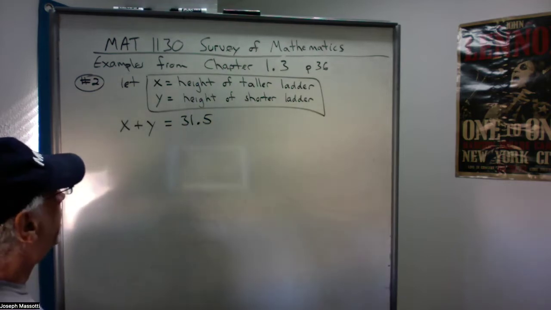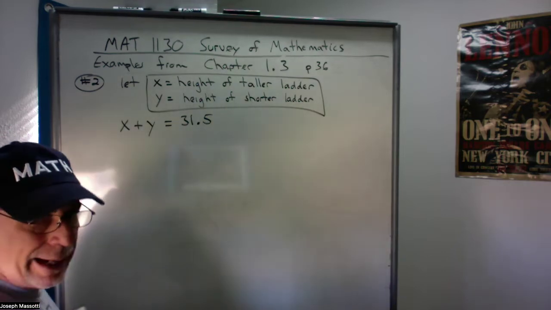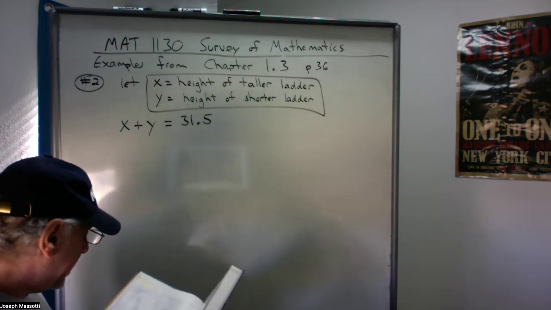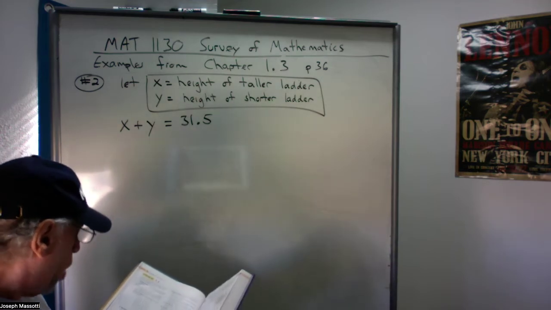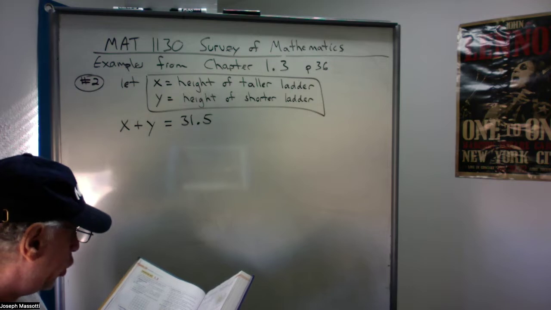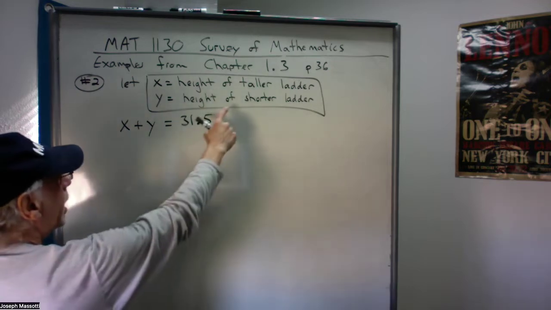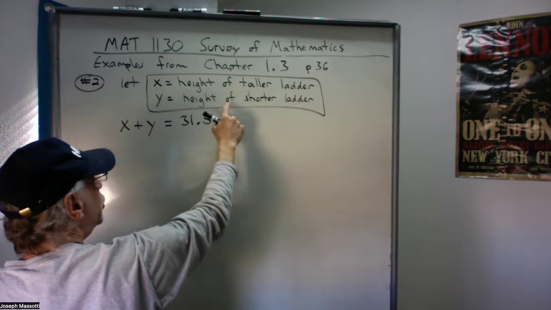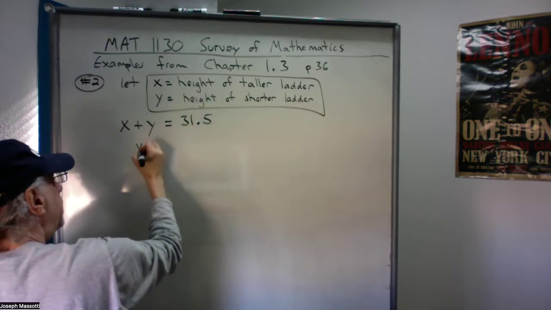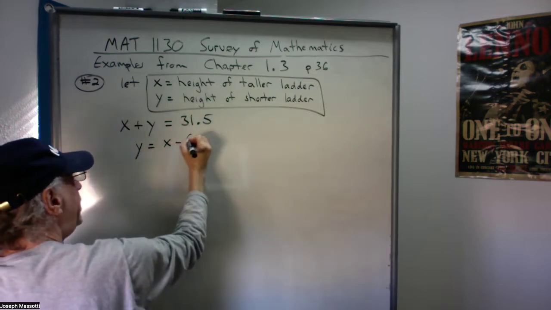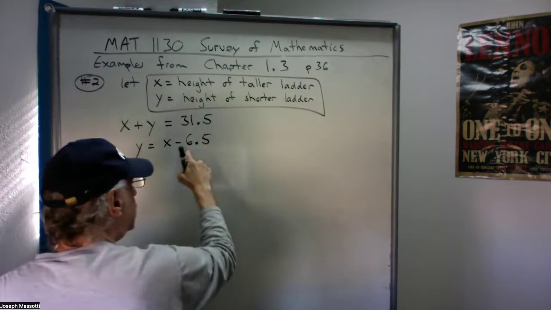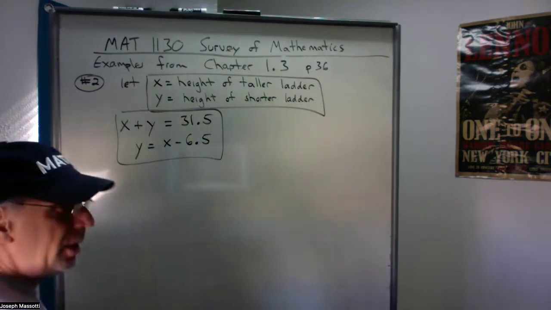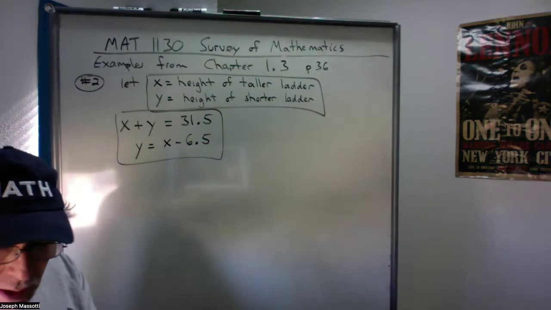There's one equation. Well, we have two unknowns, so we still can't come up with the answer, but the next sentence allows us to form a second equation. It says one ladder is 6.5 feet shorter than the other ladder. Okay, well, I've already decided which one is taller and which one is shorter. So the shorter ladder, y, is 6.5 feet shorter than the taller ladder. Right? So basically I have two equations with two unknowns.